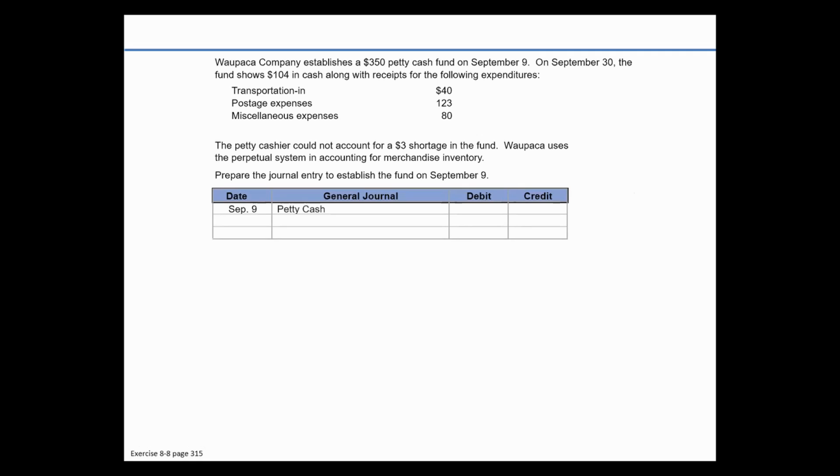And so what we would do is we would debit petty cash in the amount of $350 because we're increasing our petty cash, and petty cash is an asset. And then we will credit cash $350 because we want to reduce the amount of cash that we have now by $350. So that establishes the petty cash fund. And then we'll go ahead now and do our journal entries in order to reimburse the fund.